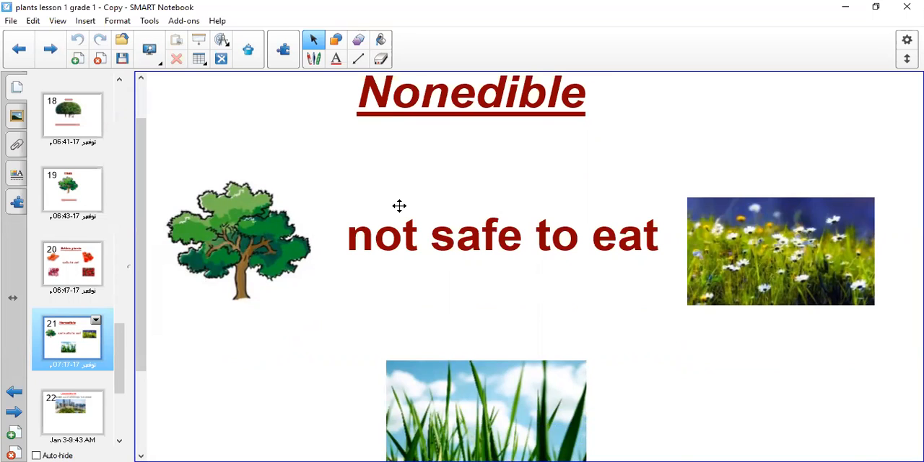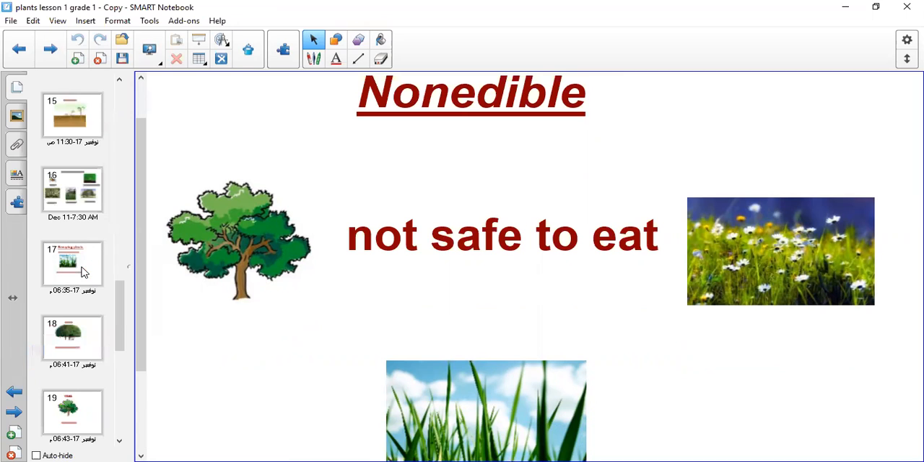Edible, safe to eat. Non-edible, not safe to eat. Non-edible means not safe to eat. You cannot eat them because they are poisonous.